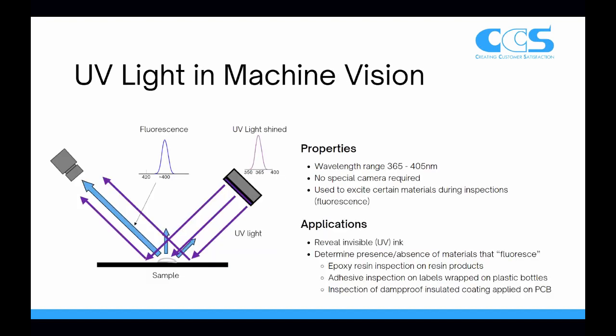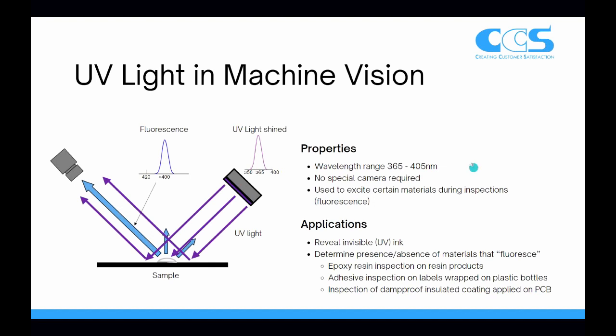The next use of UV light is in the machine vision industry, and this is not necessarily new. It's been around for a long time. A lot of applications use UV, but the wavelengths are typically 365 to 405. We showed this camera spectral response, so no special camera is required, which can be a low-cost solution.